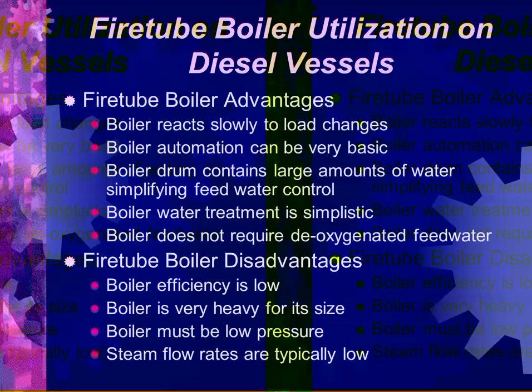So what's the disadvantage of this boiler? Its efficiency is low. It's very heavy. They're quite heavy for their output. Boiler pressure must be low, and steam flow rates are typically low. So fire tube boilers for producing low pressure steam for heating, and not having an operator there to watch them all the time, can have quite a few advantages. But they are specifically not good for running steam turbines.